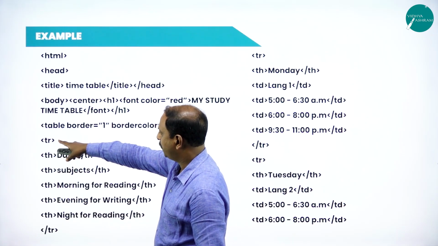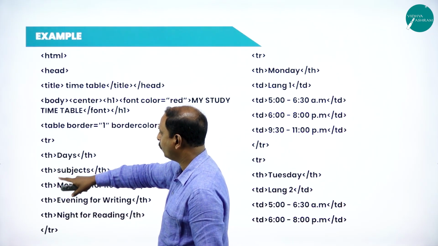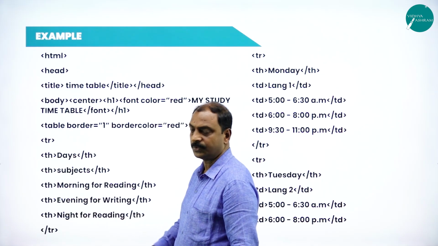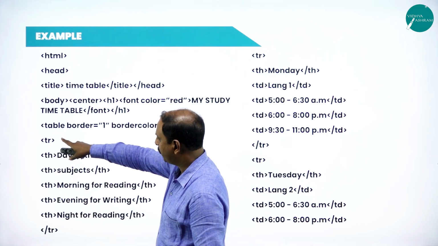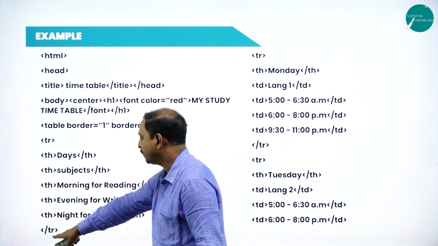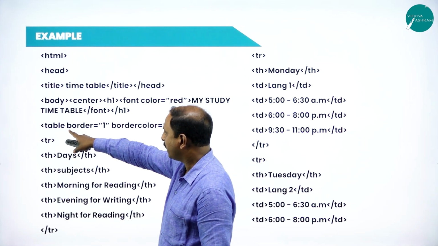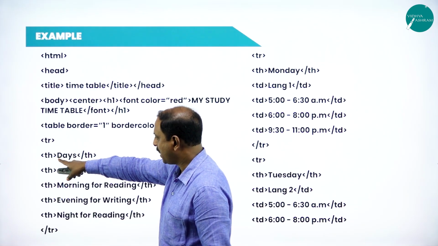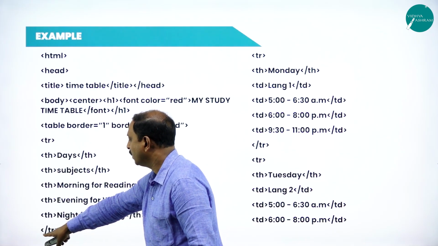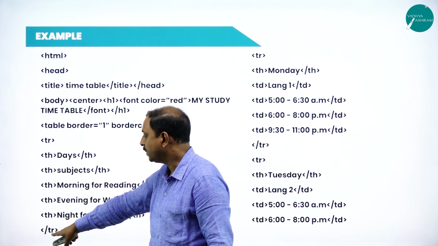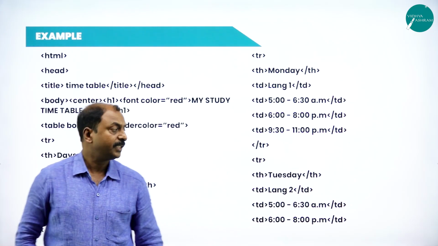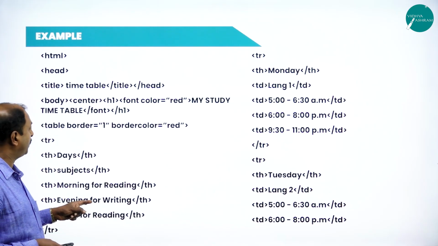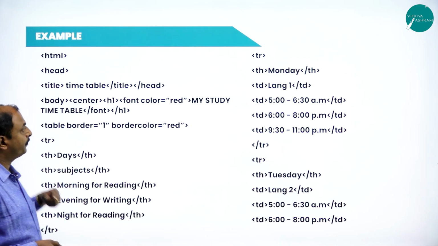So this TR is one row. In one row we have 5 columns. Here TR is opened and the TR tag is closed here. So the table tag, inside that TR, inside that we have TH or TD, then we close TR. Then at last we have to close the table tag. These are the tags for one row, that is days.